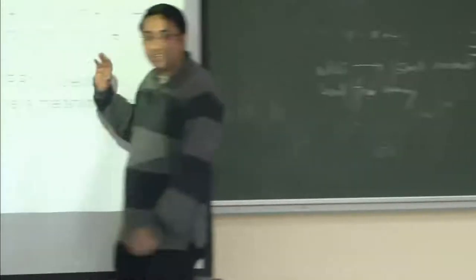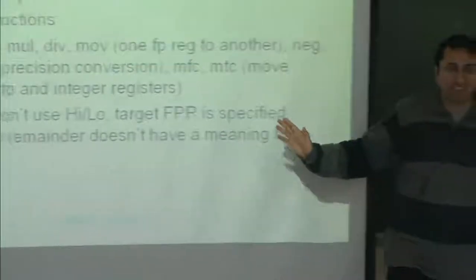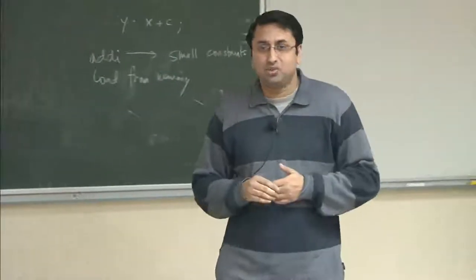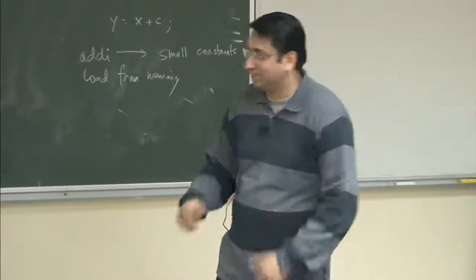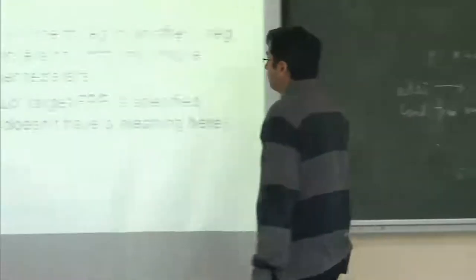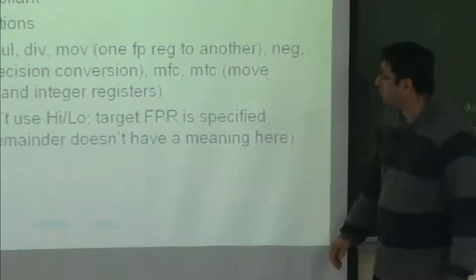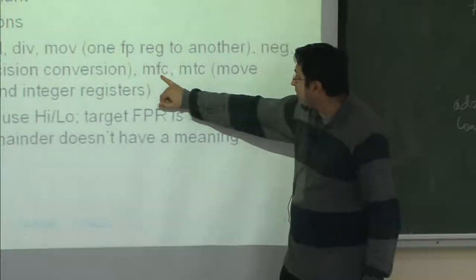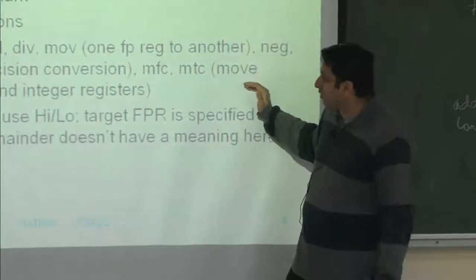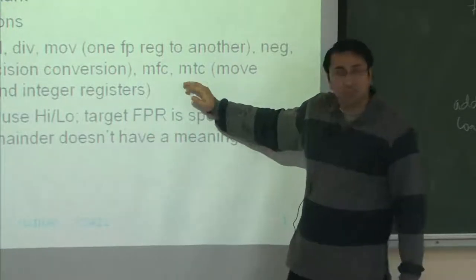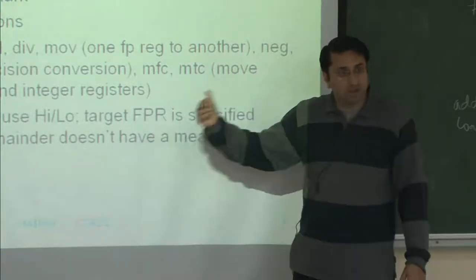So the floating point unit actually was a co-processor in the early MIPS processors, like the Intel processors as well. It used to come with a separate coprocessor. So that's exactly what we said: move from coprocessor, move to coprocessor. The first instruction, the MFC, moves from a floating point register to an integer register. And MTC moves from an integer register to a floating point register.